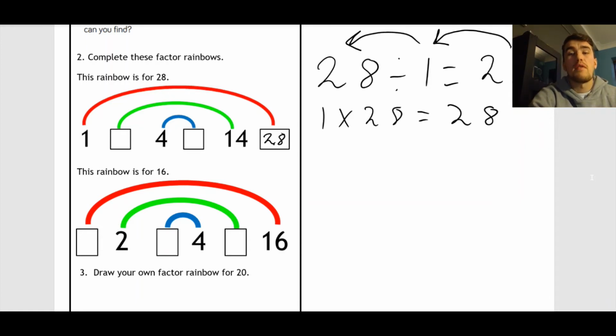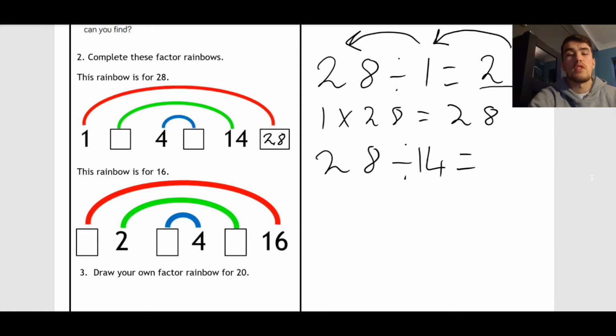So whenever you do the inverse operation, start with the answer, work your way backwards, but do the opposite operation. Okay, 14 multiplied by something equals 28. How many 14s go into 28?